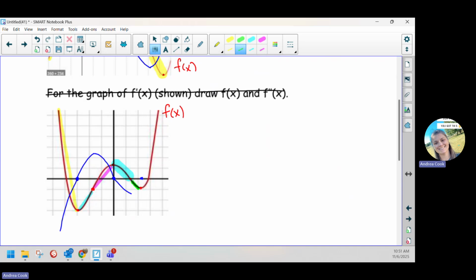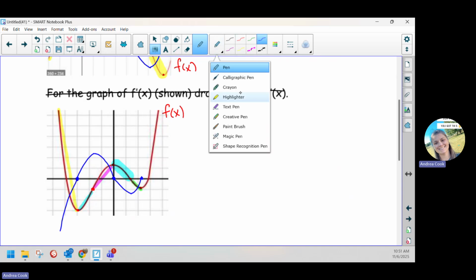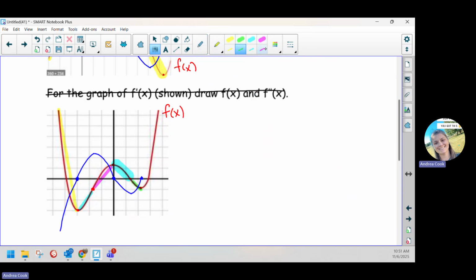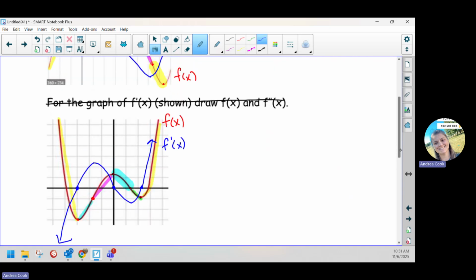Then this next section there, I'm decreasing and concave up, so under the x-axis, but increasing. And then the last section here, I am increasing and concave up, so above the x-axis and increasing. And there you have f prime. All right, so tomorrow we will do notes going the other way.